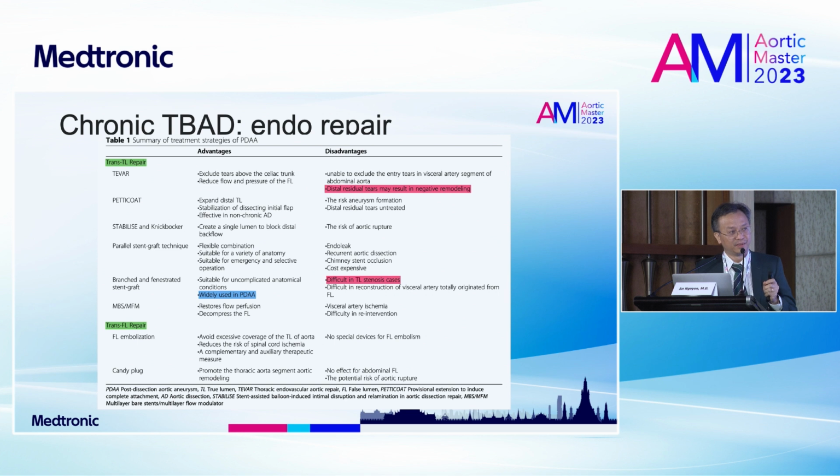It's the main principle and the main pitfall of the chronic dissection. So TBAD only is not enough. For vertical stabilization or something, there is still a risk of aortic rupture, so it's less used.